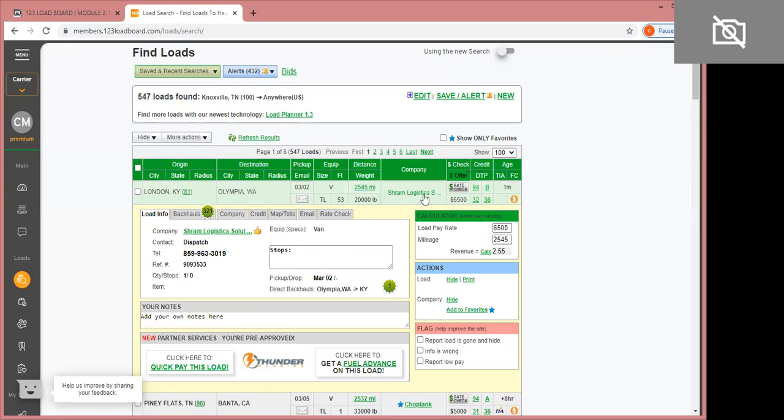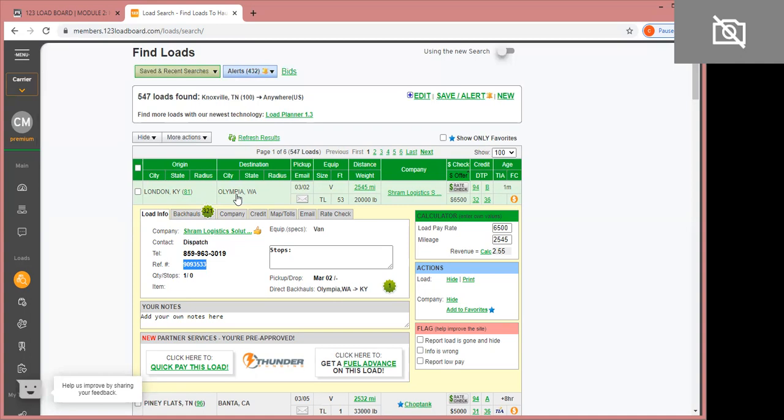So the company is SRAM Logistics. Okay. So here's the process. You call SRAM Logistics, and you say, hey, dispatch, and you call dispatch at this number, right? And if it even has a reference number, right? It picks up today. So you say, hey, dispatch, I'm looking at a load picking up today out of London, Kentucky, going over to Washington State. Is that load still available?